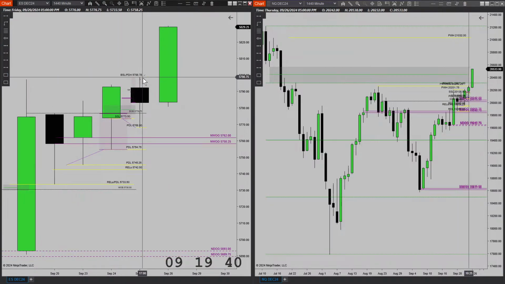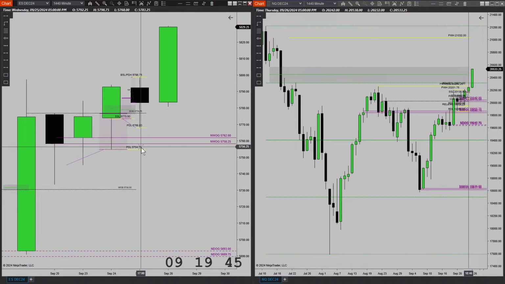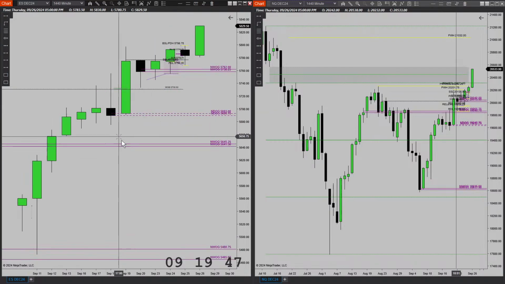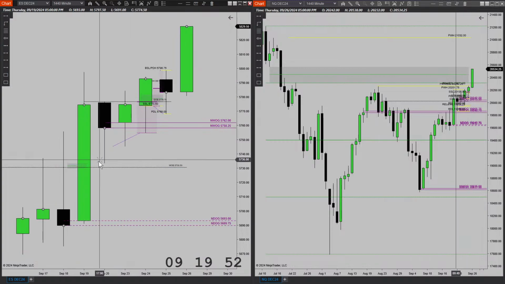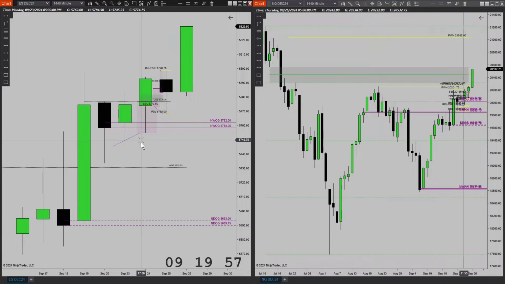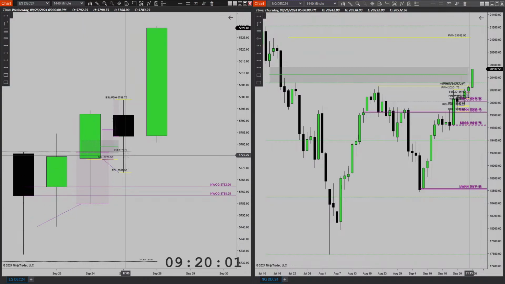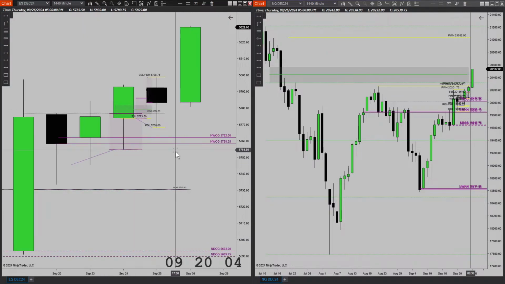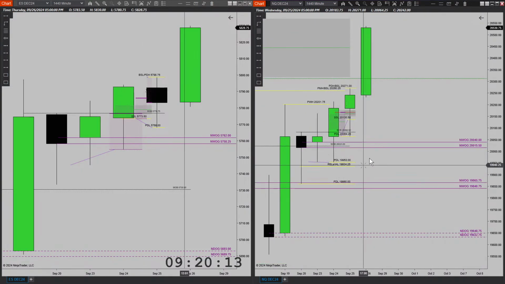I don't need this anymore. Let's take all these out to kind of clear out the chart. I'm going to leave this here because this is the daily SMT that we had drawn the previous day. First stage SMT, second stage on the hourly. I'm still going to leave this one here.